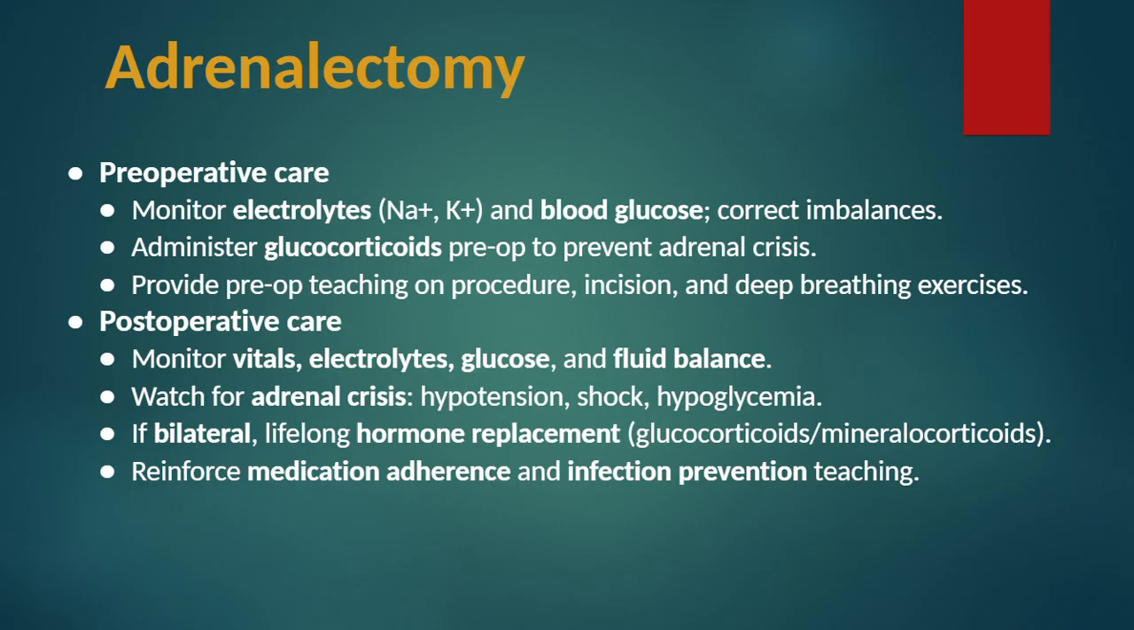Before surgery, the priority is stabilizing the patient's fluid and electrolyte balance and preventing adrenal crisis. Cortisol and aldosterone regulate sodium, potassium, and glucose levels. So many patients arrive with abnormalities such as high sodium, low potassium, or high blood glucose. These imbalances must be corrected prior to surgery to reduce the risk of cardiac dysrhythmias, blood pressure instability, or delayed healing. Glucocorticoids, such as hydrocortisone, are given preoperatively to prevent sudden hormone deficiency once the adrenal gland is removed.